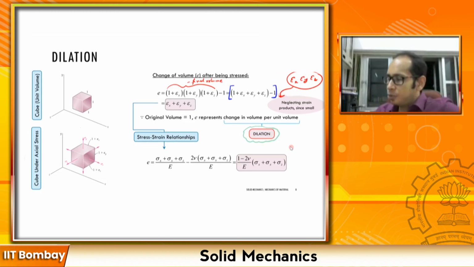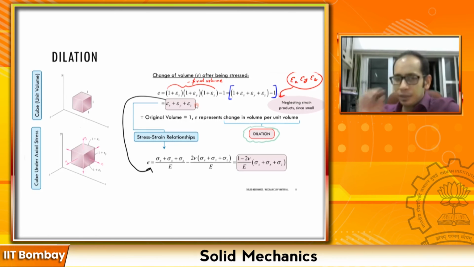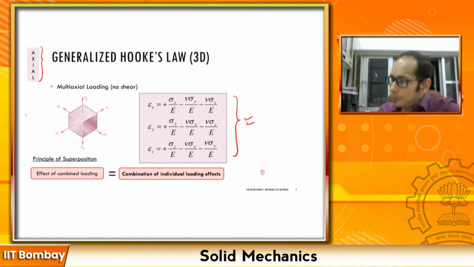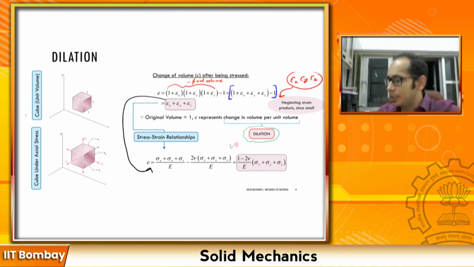Now if you have to take this expression over here and tinker around and apply the formulas which we just derived, essentially you are trying to apply these expressions over here. If I remember, the dilation came out as epsilon x plus epsilon y plus epsilon z. Now if you go ahead and substitute epsilon x, epsilon y and epsilon z, what you will essentially get is an expression like this: sigma x plus sigma y plus sigma z divided by E, minus 2 nu. Why do you get the 2 nu?